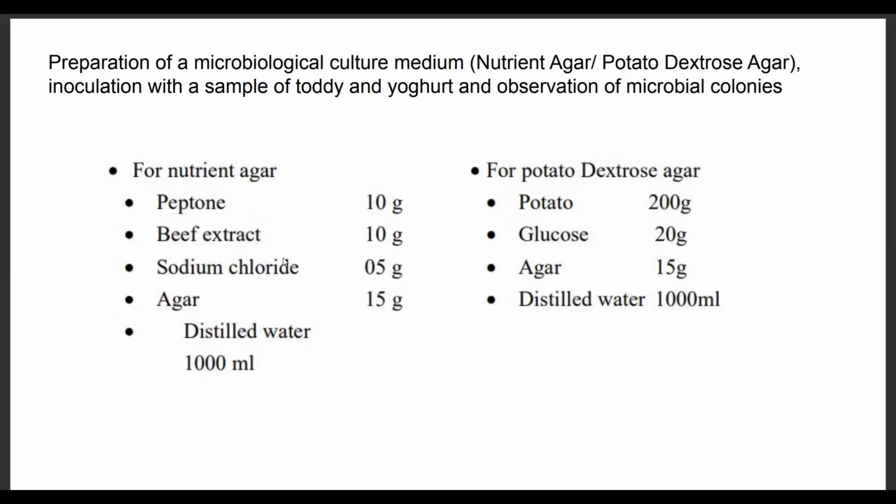The ingredients given are peptone 10 grams, beef extract 10 grams, sodium chloride 5 grams, agar 15 grams, distilled water 1000 milliliters. Right? This is given in your practical manual. And potato dextrose agar is used to culture which kind of microorganism? What type of microorganism grows on this potato dextrose agar culture medium? Nisma?